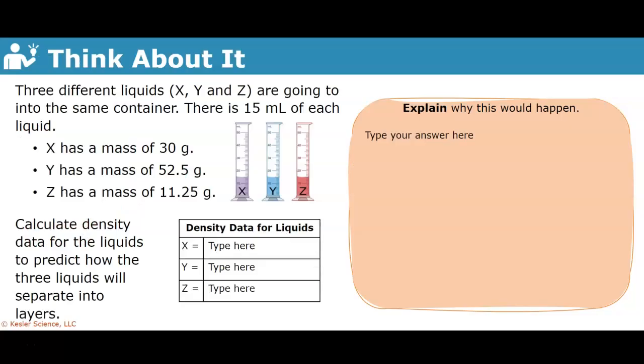Here we have 3 different liquids. They're going in the same container. There's 15 milliliters of each liquid. X has a mass of 30, Y has a mass of 52.5, and Z has a mass of 11.25. So you're going to calculate the density and predict how the 3 liquids will separate into layers, and you're going to explain that here.